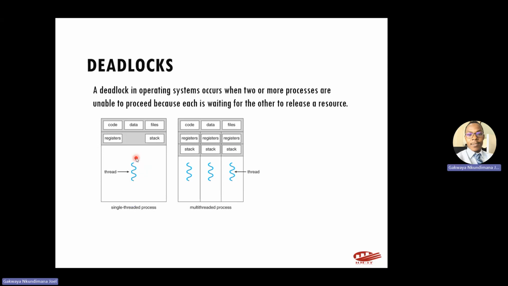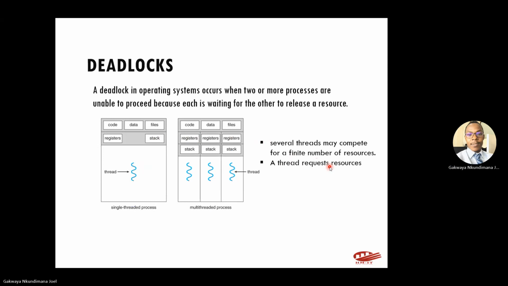So these are the threads you have here, multi-thread. We look at the definition of this one. Several threads may compete for a finite number of resources. Look here now, this is important. A thread requests resources. What will happen? If resources are not available at that time, the thread enters the waiting state. Understand?